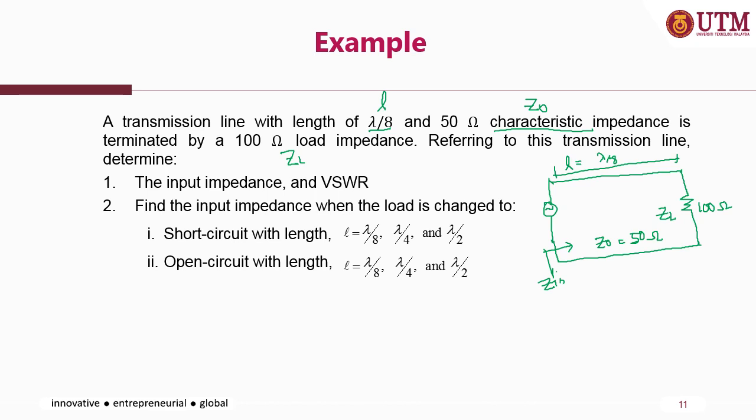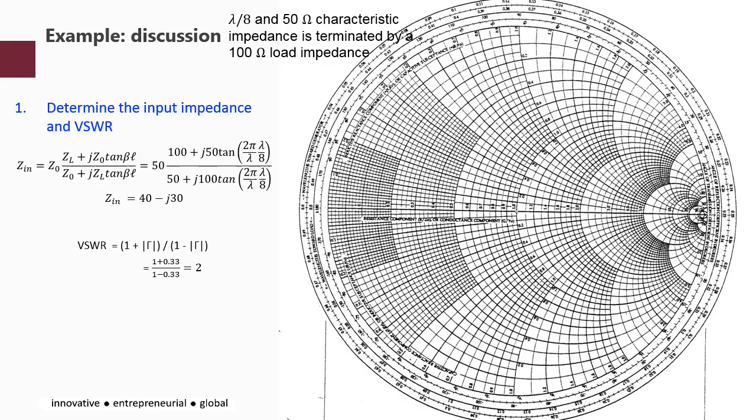The question asks you to determine the input impedance Zin and VSWR. And then find the input impedance when the load is changed to short circuit and open circuit, and also with the variations on the length of the transmission line. Let's use the Smith chart and compare with the calculation that you have performed earlier.